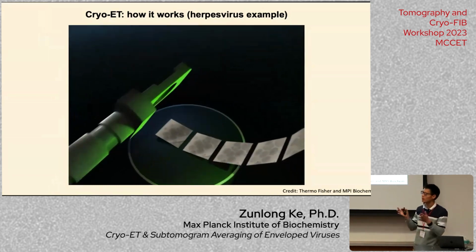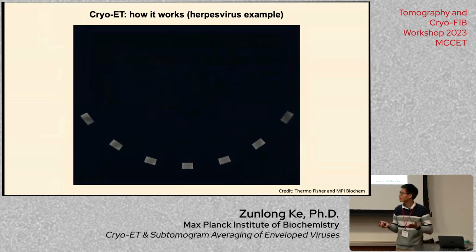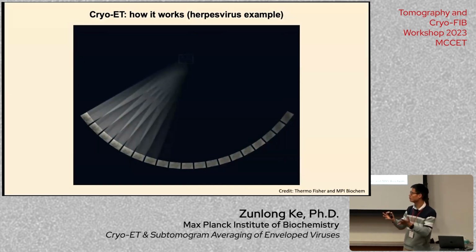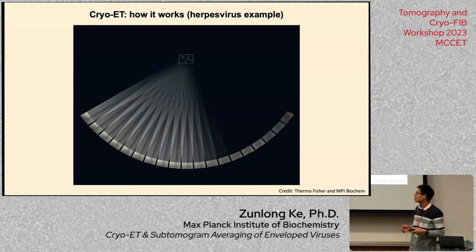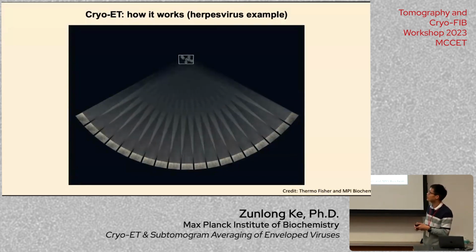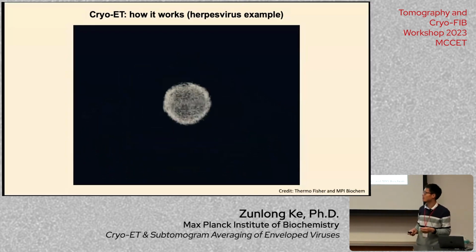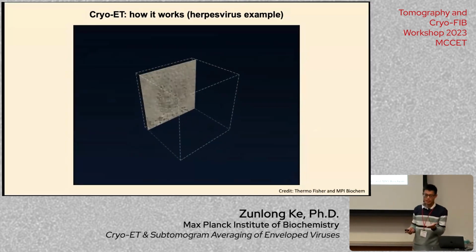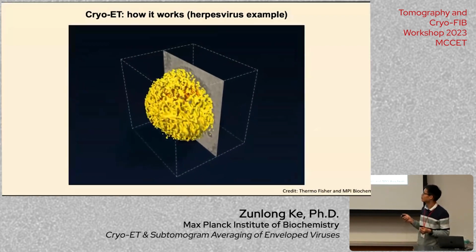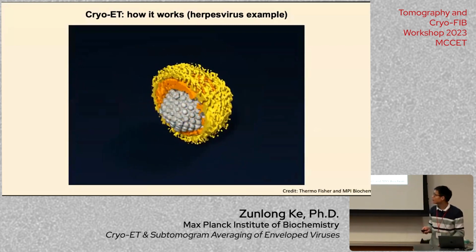And you can combine them all to reconstruct what we call a tomogram. Those individual images are called a tilt series. After reconstruction, you get a volume, which is a tomogram. Using weighted back-projection or other methods, you can get the 3D volume of this herpes virus. Then after segmentation and processing, you can see individual slices of this virus. This one is the membrane protein, and the other one inside is the capsid.